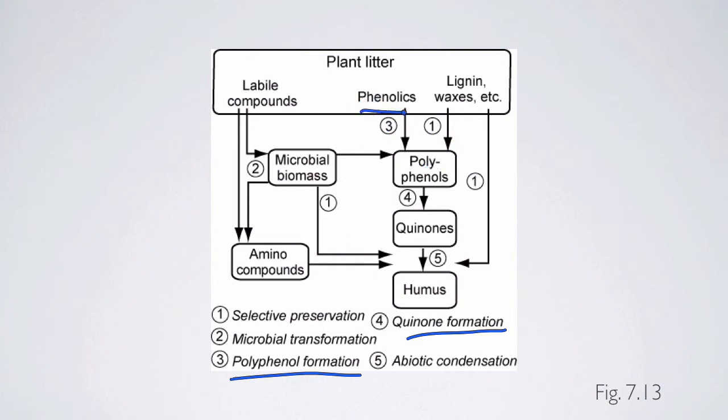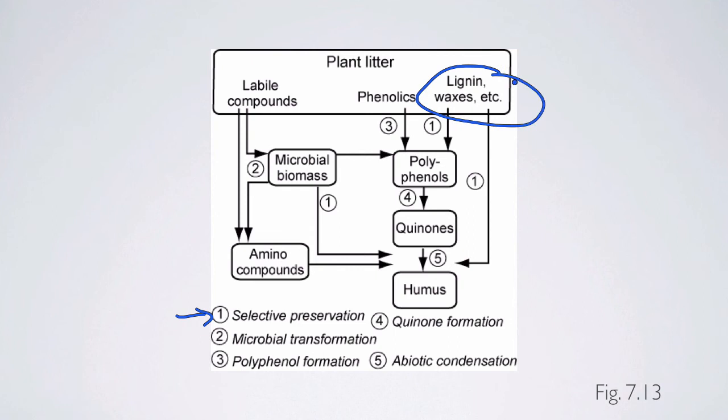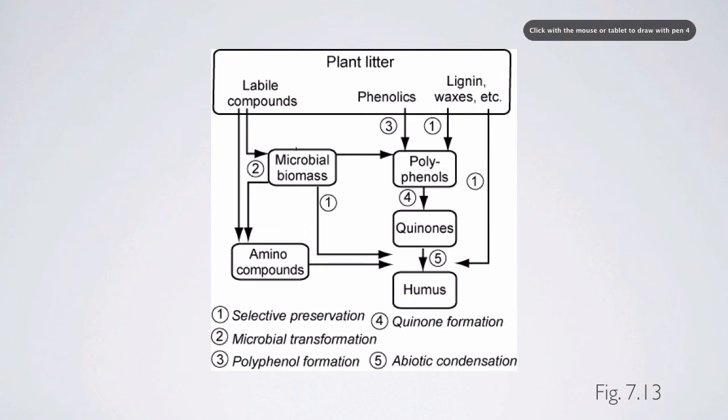So you start out with phenolics, for example, and then you can form polyphenols, and then those get turned into quinones, and this is really what makes up humus. So we have selective preservation of relatively recalcitrant stuff that's present or generated by microbes and then preserved. But then we also have microbial transformation that takes relatively labile stuff and turns it into more recalcitrant stuff.